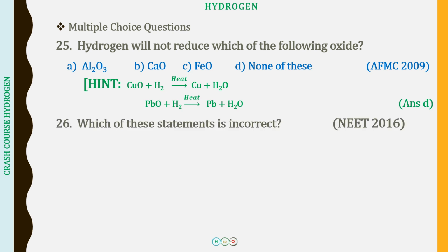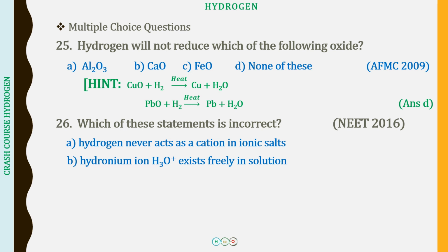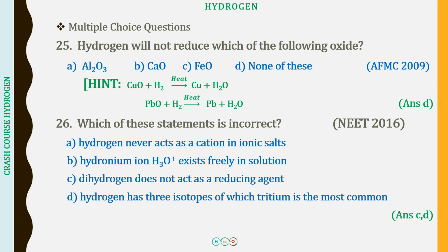The next is: which of the following statements is incorrect? This question was asked for the NEET examination 2016, and this is also the same question which is present in the NCERT exemplar book. So please understand the importance of the book. We have the first choice: hydrogen never acts as a cation in ionic salts. Then hydronium ion H3O+ exists freely in solution. Dihydrogen does not act as a reducing agent. Hydrogen has three isotopes, out of which tritium is the most common. So most of the things we've already discussed.